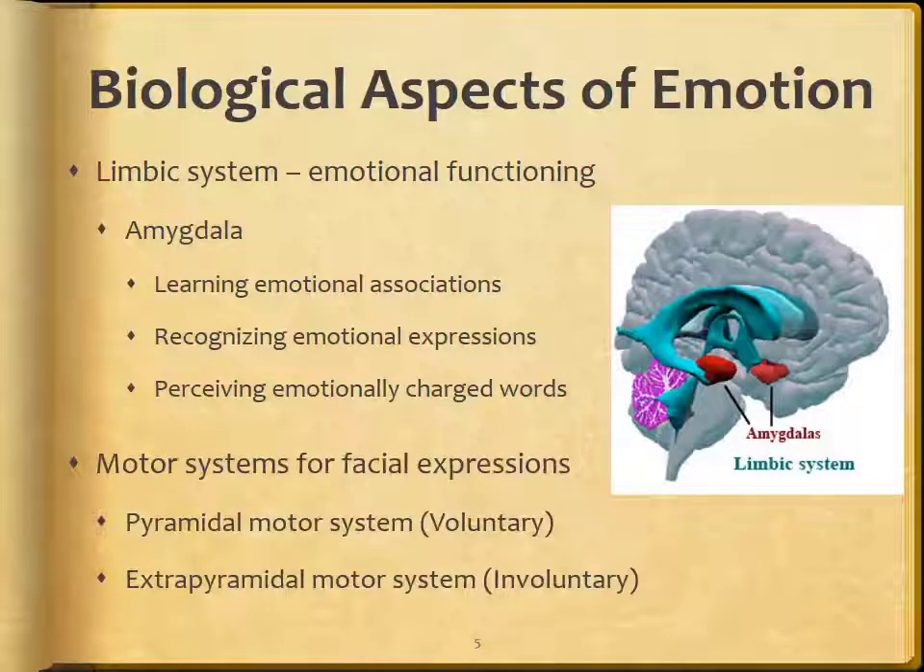Facial expressions are very important for expressing emotions. And when we control our facial expressions, or when our facial expressions are voluntary, we're using what's known as the pyramidal motor system. But when we have genuine facial expressions, so facial expressions that cannot be controlled, these are created by the extrapyramidal motor system.